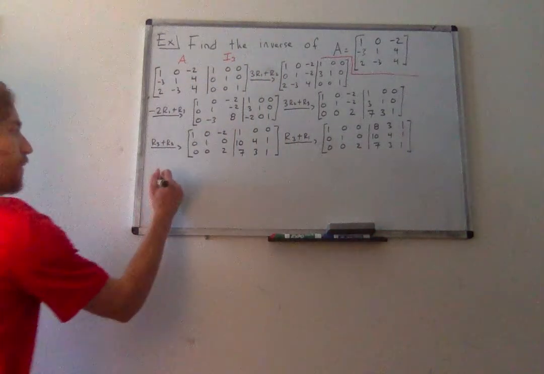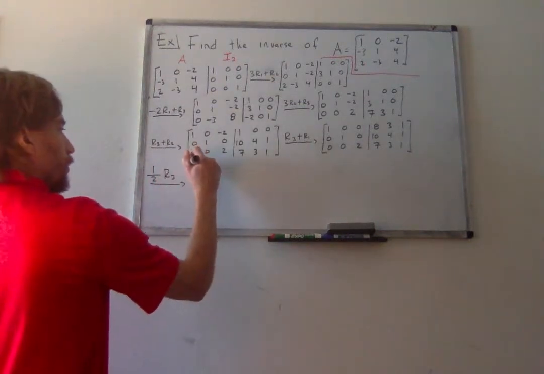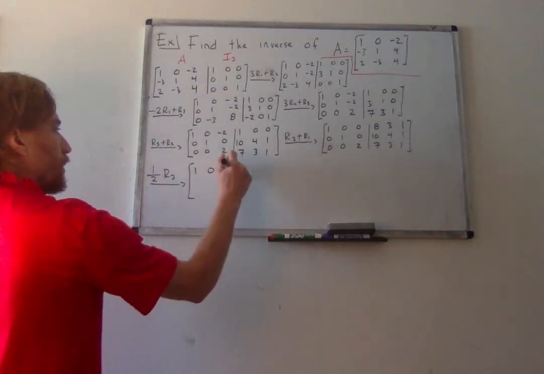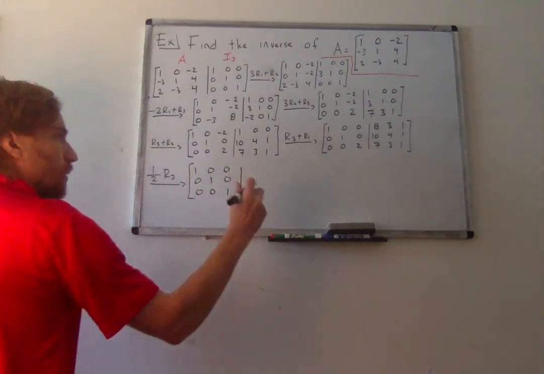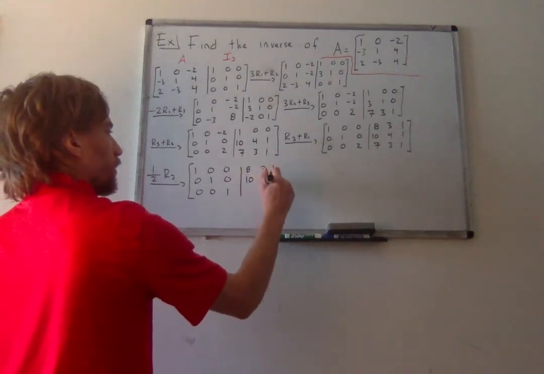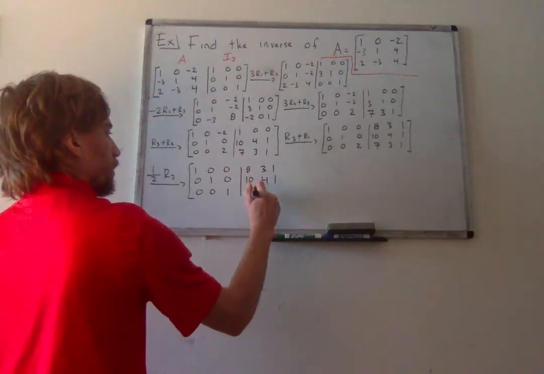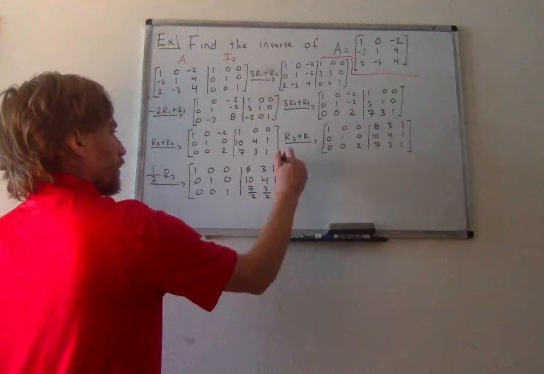And now I want to finish with 1/2 R3. And so notice I've transformed the matrix, which was A, into the identity matrix. And I'm left with this new matrix on the left, which, assuming I did everything right, should be A inverse.